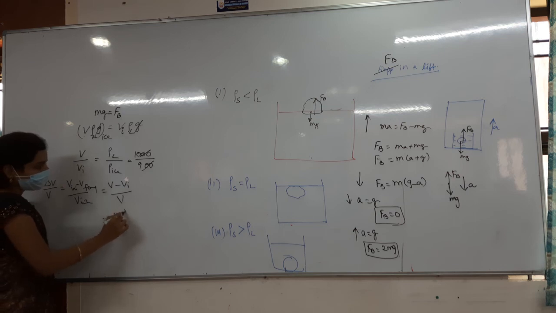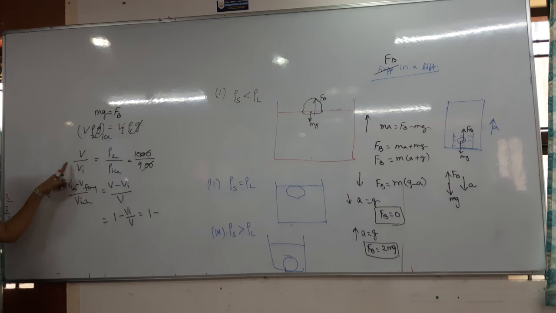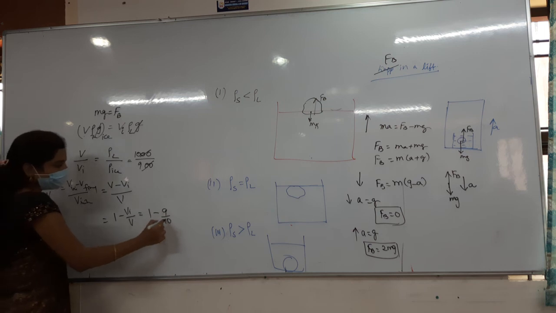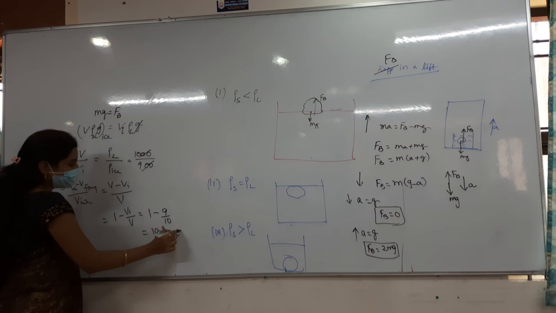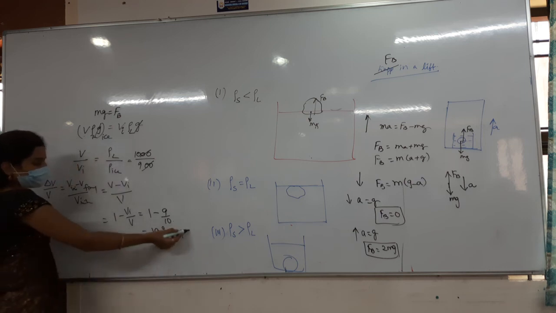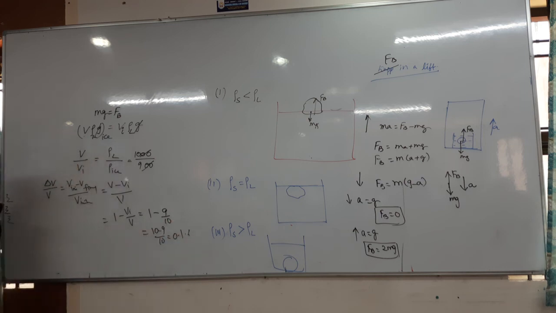Now you have to get 1 minus Vi by V. 1 minus V by Vi is 10 by 9, and then Vi by V is 9 by 10. Then 1 minus 9 by 10 is nothing but 0.1. That is the percentage of the volume that is immersed in the fluid.